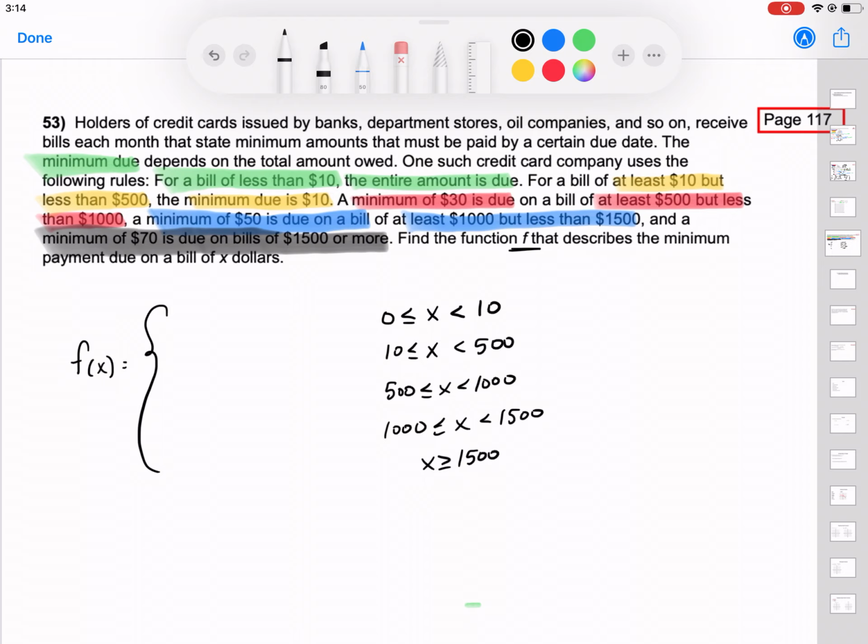Now, the equations might seem really complicated, but you're going to notice they're actually really easy. So if you have a bill less than $10, your entire amount is due. So x amount of dollars is due. If it's between $10 and $500, then you have to pay $10. Easy as that. For the next one, between 500 and 1,000, it's $30. It's $50 if you're between 1,000 and 1,500. And then for the last one, you pay $70. Just like that.